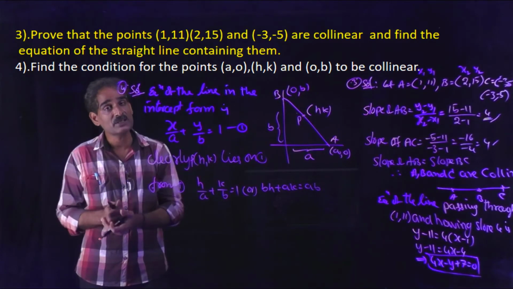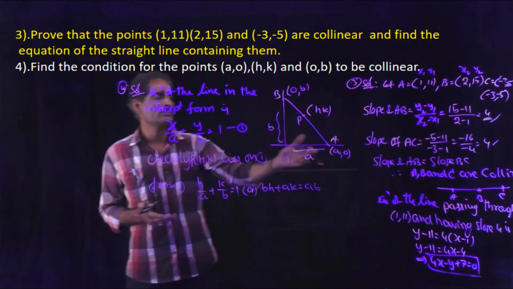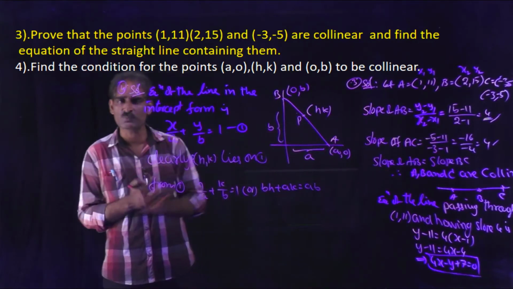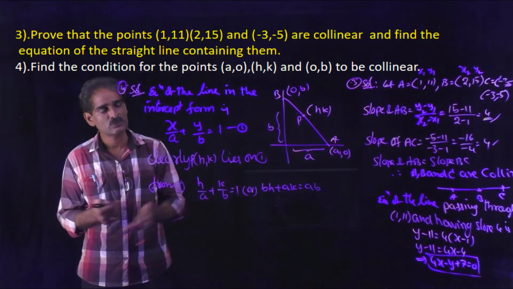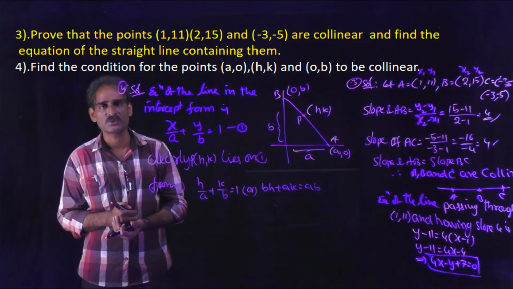Otherwise, the second method is also there. What is that? By using the slopes. Just find out the slope of AB and the slope of BC. Just equate any two slopes. Then we will get the same condition. This is also important for objective.